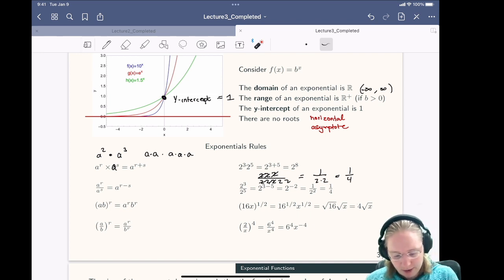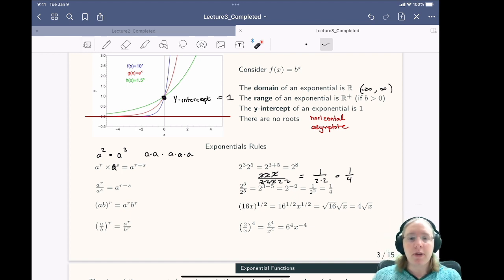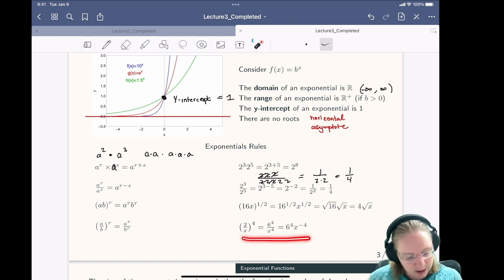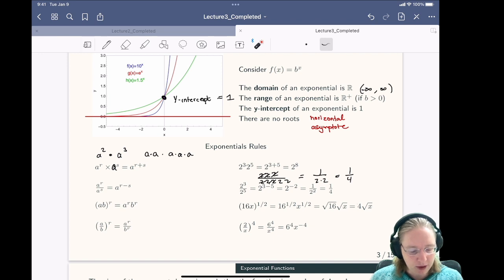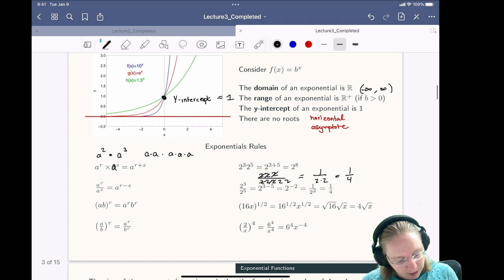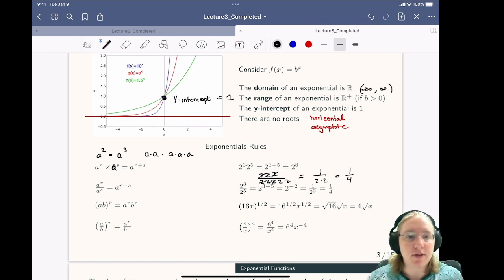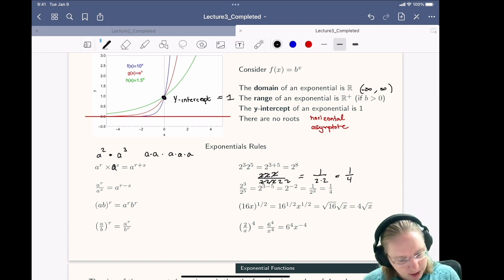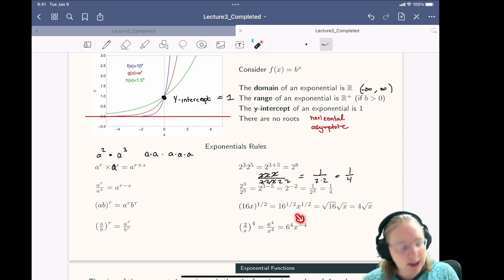Similarly, if we have a over b to the r, you can distribute that r just as well in a product as you can in a quotient. So if we distribute our exponent of 4 in this case, we have 6 to the 4th over x to the 4th. I just want to remind you that if you have something in the denominator that is raised to a power, you can move it into the numerator by making that power negative.